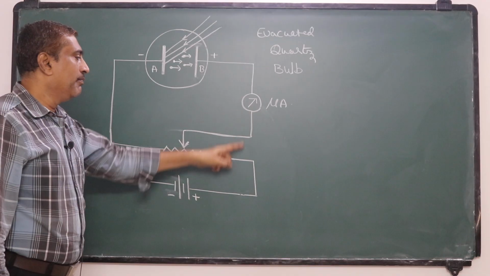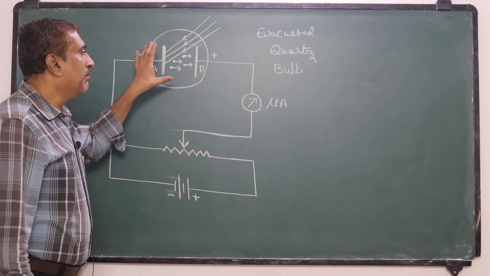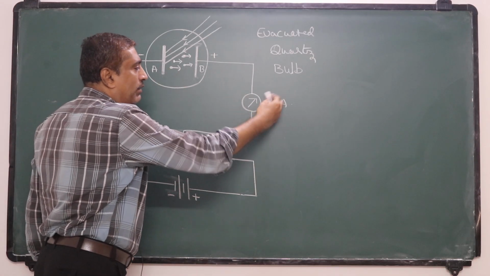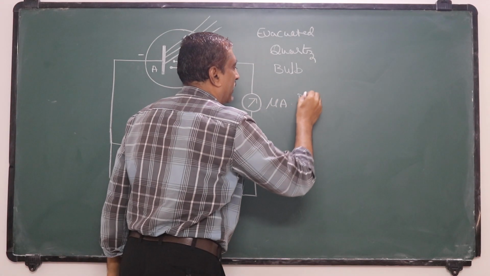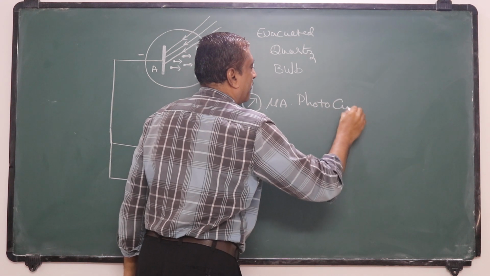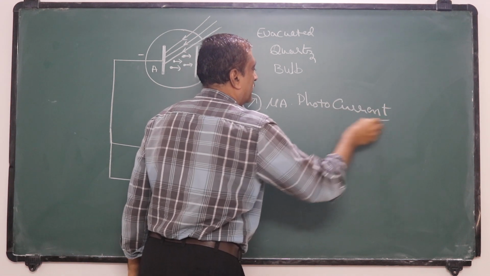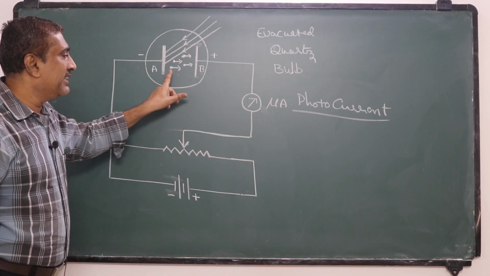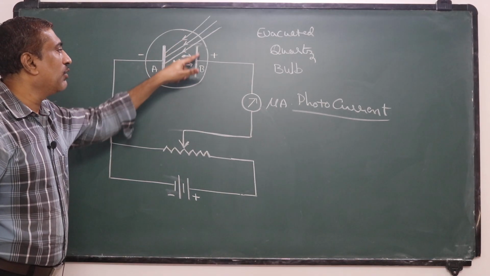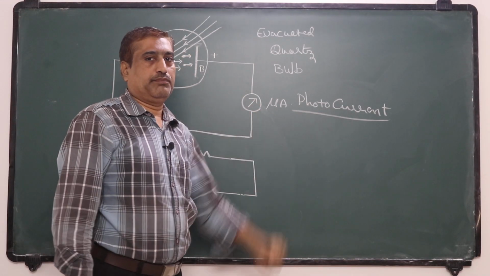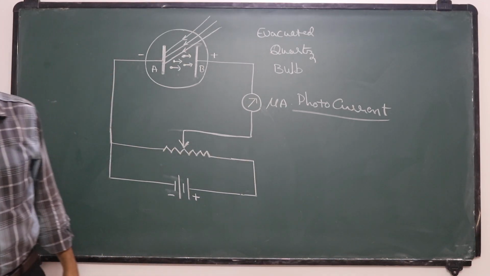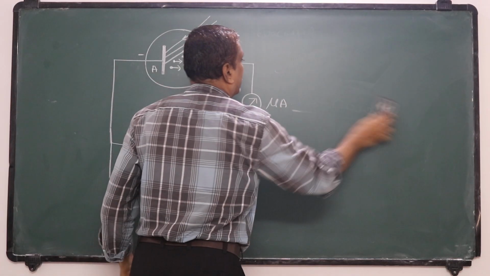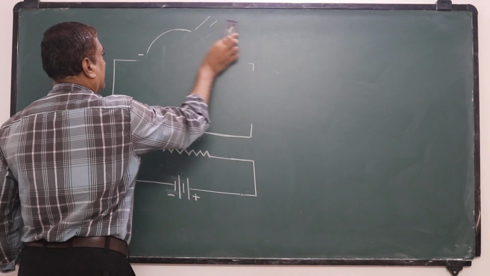This is the simple arrangement to observe the photoelectric effect, and the current flowing through this microammeter is called photocurrent. The electrons emitted here are called photoelectrons, and the current caused by these photoelectrons is called photocurrent. Now we study the characteristics of these photoelectrons.